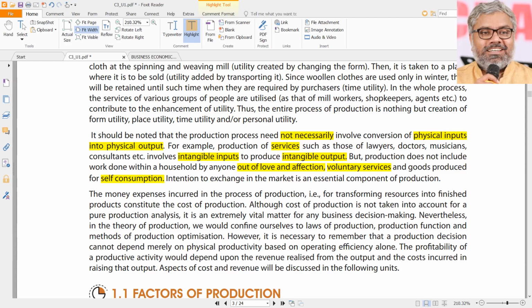In the point of love and affection, it means it is just for own group of people. Voluntary services, if they are done, that cannot be called as production. Charity cannot be called as production. If somebody manufactures for self-consumption, that is not production. Let us say some artist will paint a beautiful painting and he keeps it at his home. That is not production. From economics purpose, that is not production.